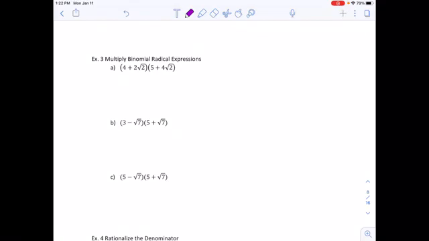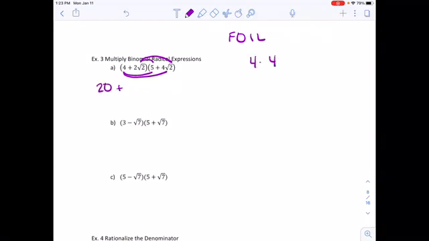This is just like foiling with just a few extra steps. So you do the first times the first, the outsides times the outsides, the insides times the insides, and the last times the last, just like a FOIL. Okay, so 4 times 5 is 20. 4 times 4 root 2, you just multiply these guys, you end up getting 16 root 2.